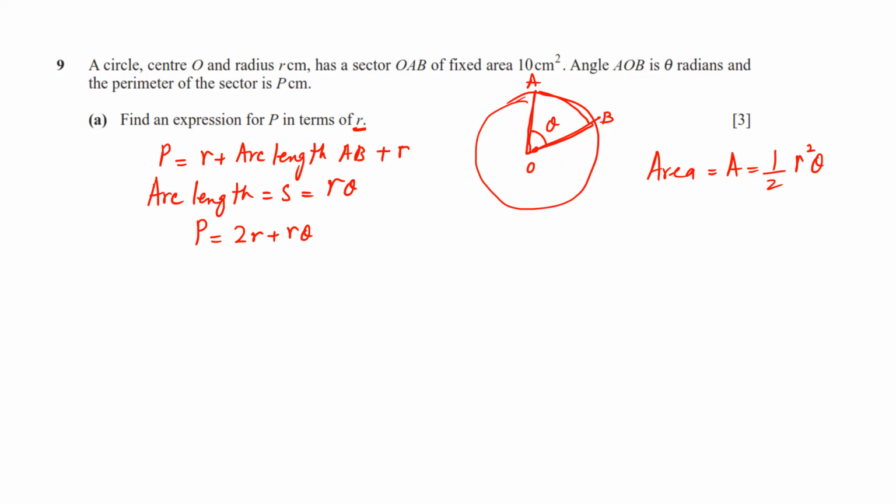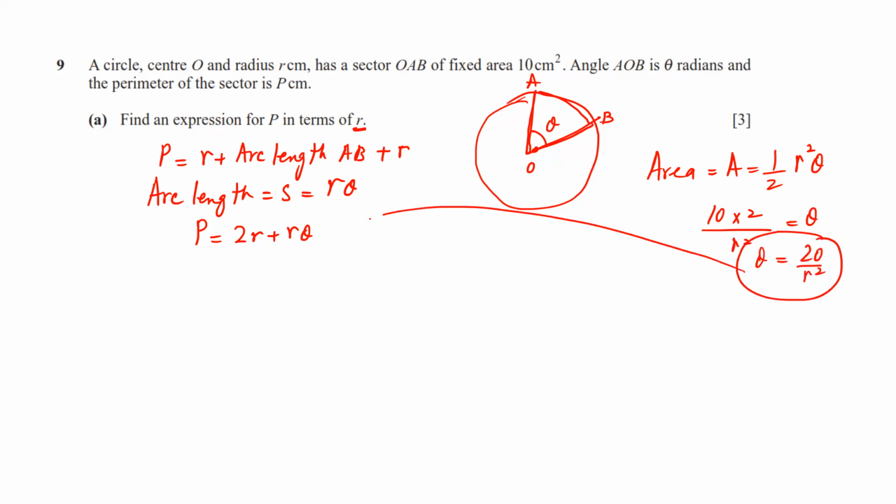So area is what we have like this, and the value of area is 10 centimeter square, so multiplying by 2 over r square, theta is equal to 20 by r square. So put this value of 20 by r square over here. We get P equals 2r plus 20 over r. Okay, so this is the expression of P in terms of r.